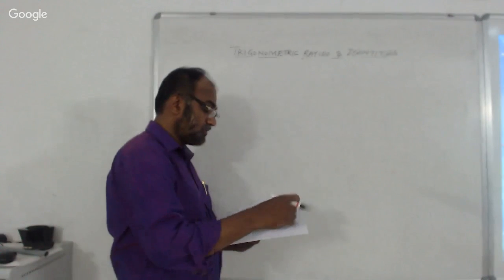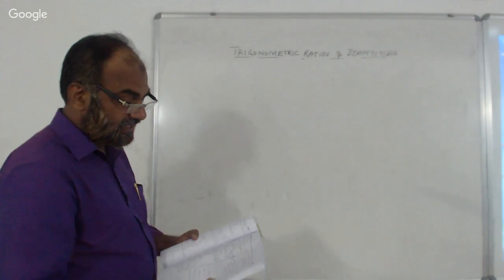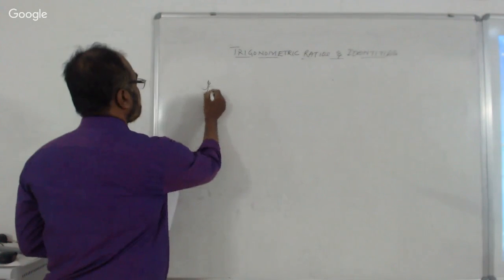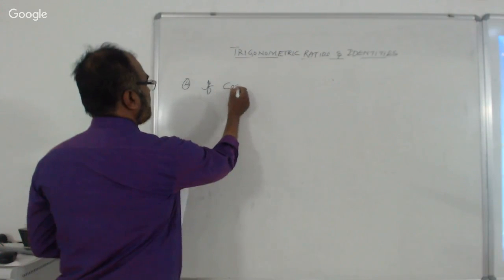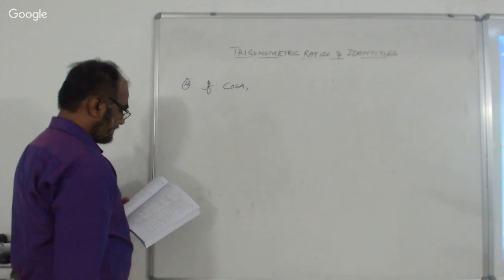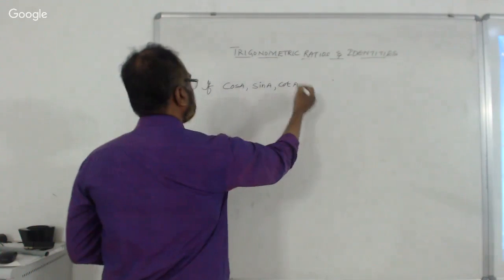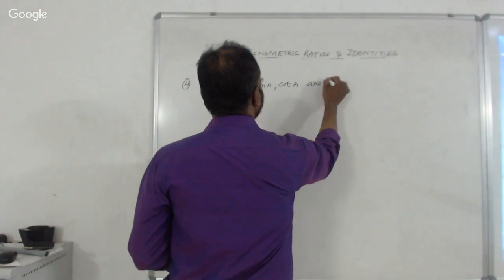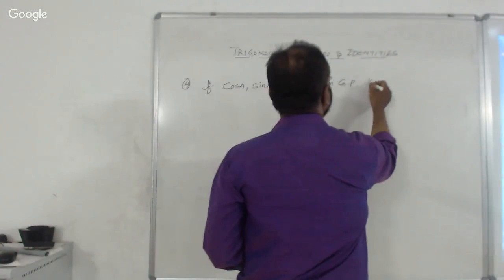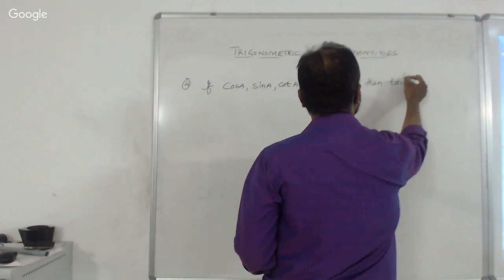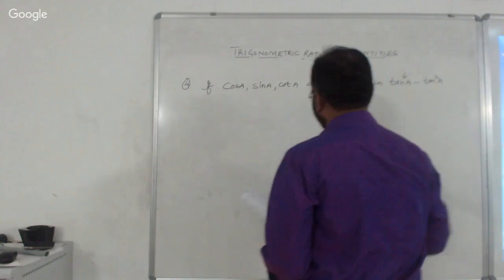In the next question, one more. This is the fourth one. If cos A, sin A, cot A are in geometric progression, then you need to find the value of tan power 6A minus tan square A.